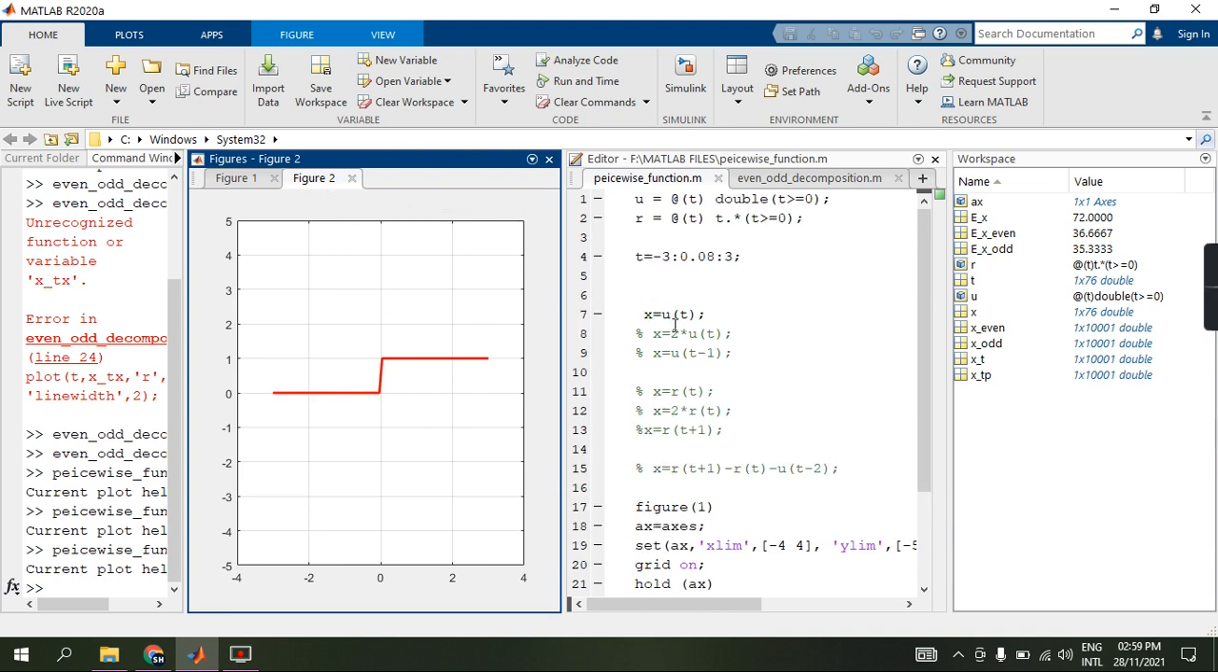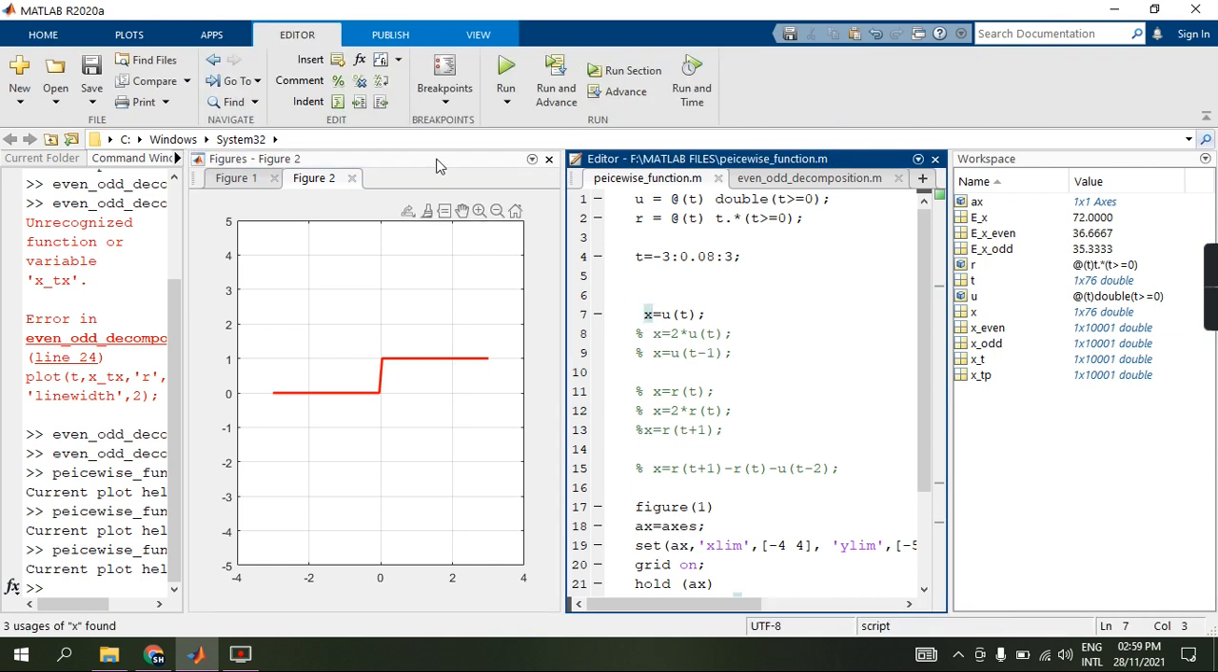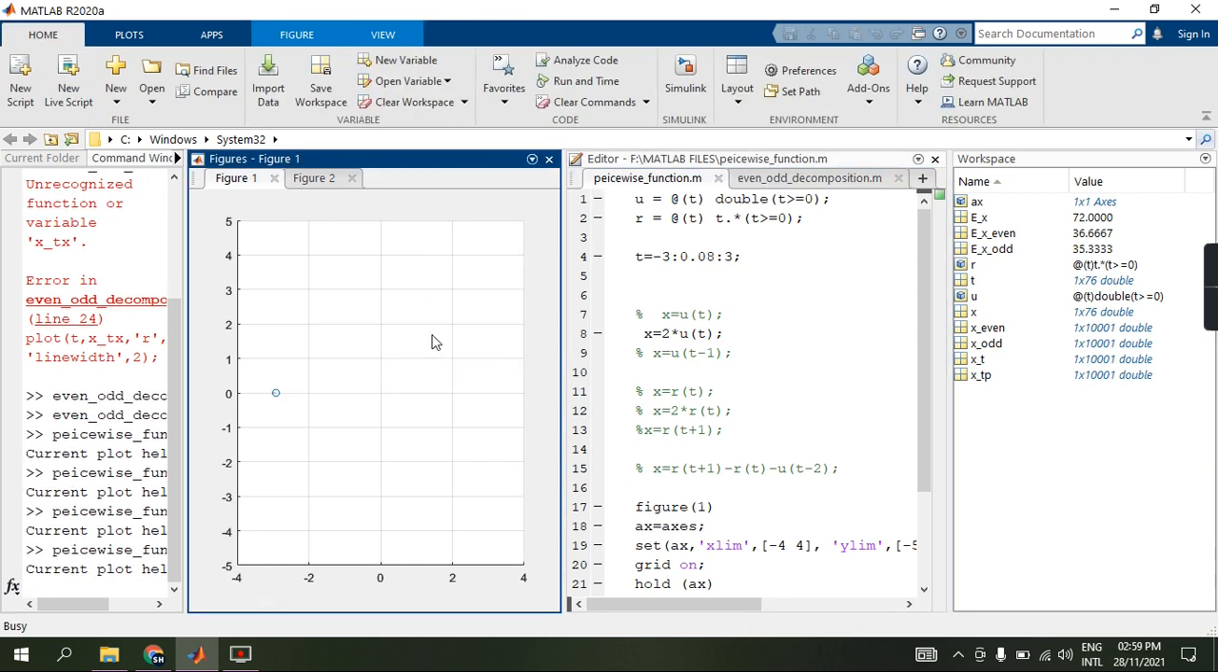Here we are seeing that at x equals u(t), we have a unit step at t equals 0, as we have seen earlier. And if I now comment it out and just show that, if I run this, you see that at t equals 0, because the value of h is 0 here, we're having a step up of 2 units, from 0 to 2. This is because we have multiplied the unit step function with 2.